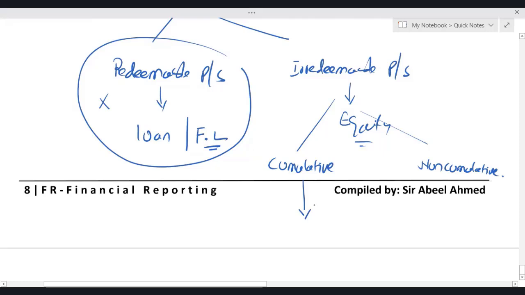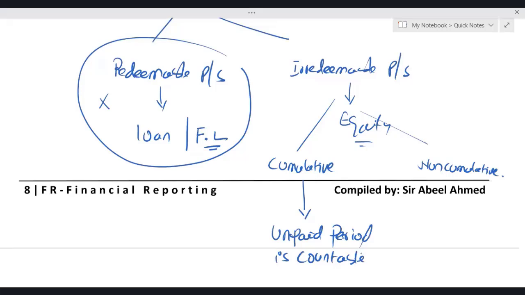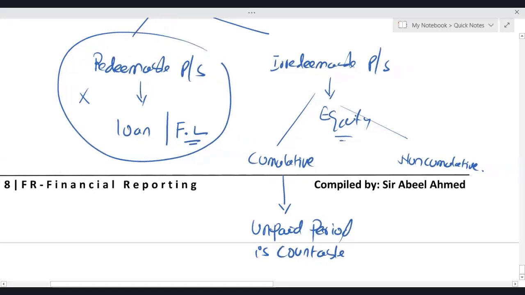The concept behind cumulative is, for example, if in 2024 the company has not paid the dividend to the cumulative irredeemable preference shareholders, then in 2025 they will be providing the dividend of 2 years. That is why we say cumulative means unpaid period is countable. But the main concept which you need to know is, in case of cumulative preference shares, whether dividend is declared or not, you will have to deduct preference dividend.